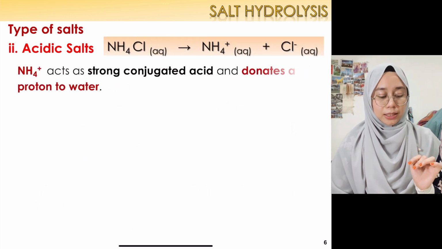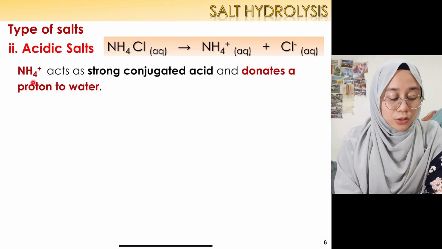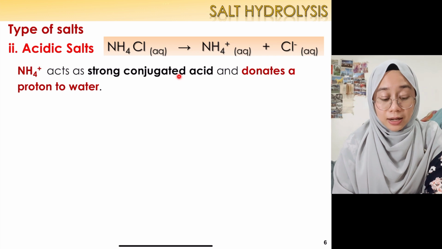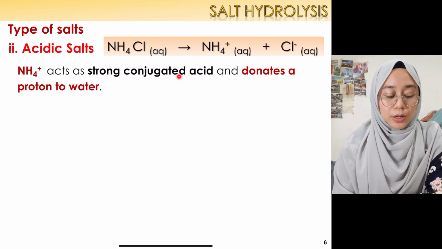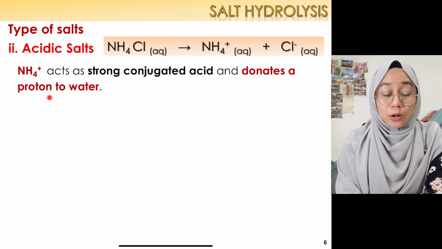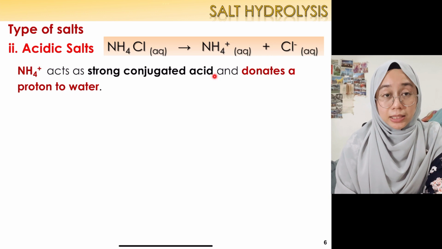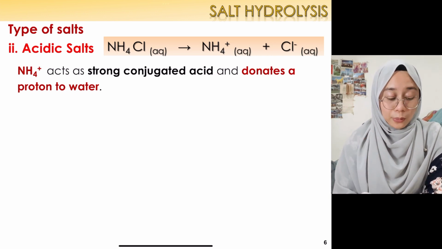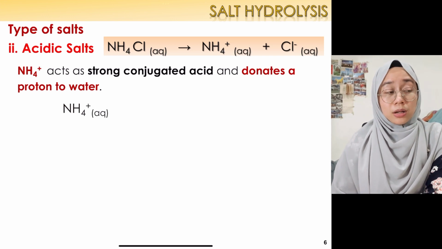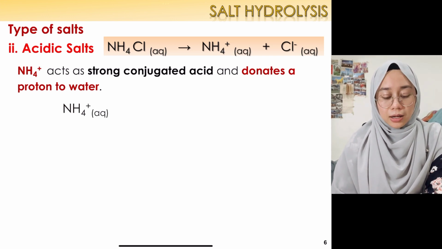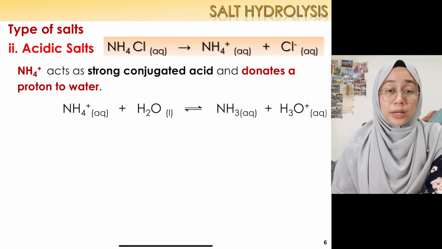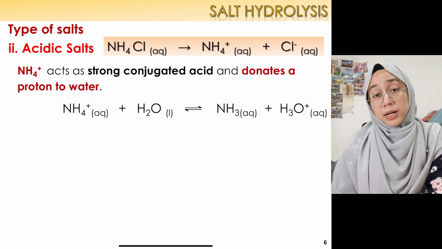So from the equation here, macam tadi Miss dah mention, NH4+ dia akan act sebagai a strong conjugated acid, because it comes from a weak base kan. Therefore it will donate proton to water. Since dia adalah acid sekarang, so dia akan donate proton kepada water. Okay, so that is based on Bronsted-Lowry punya teori, kalau dia adalah acid dia akan donate proton, therefore kita akan nampak production of H3O+ dekat sini.